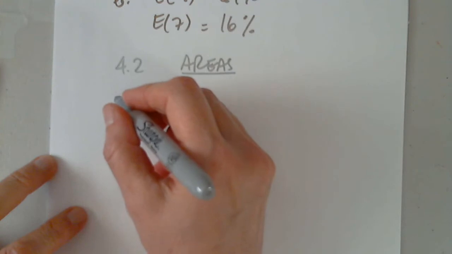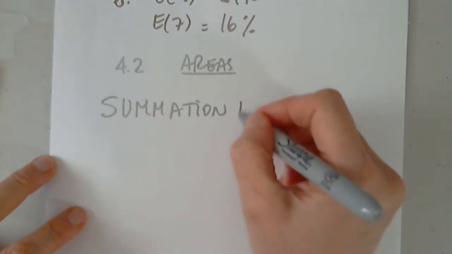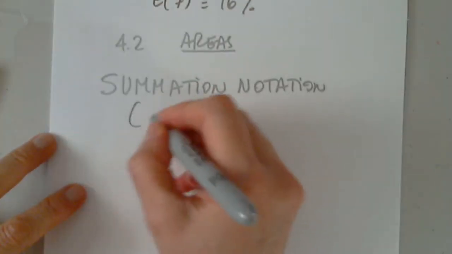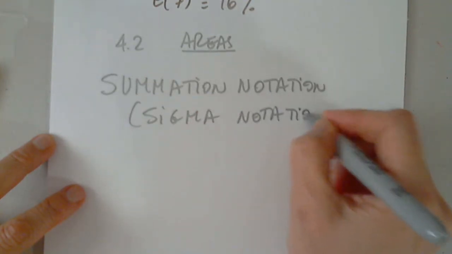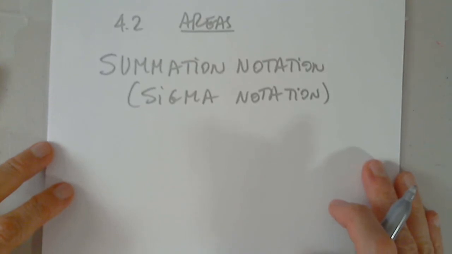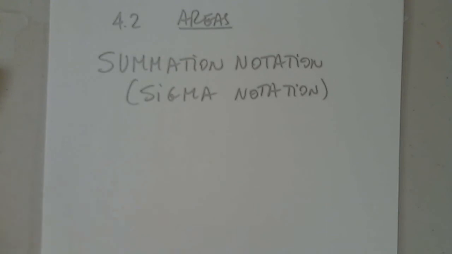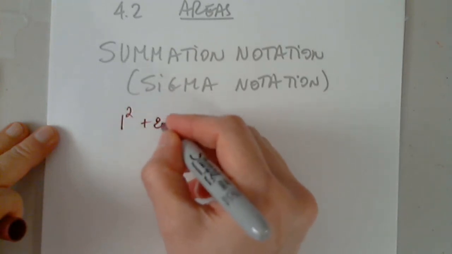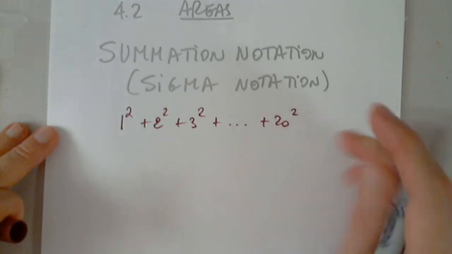First of all, I want to talk about summation notation, also called sigma notation. What does it mean? Well, let's suppose we have this situation. I want to add 1 squared to 2 squared to 3 squared up to 20 squared.